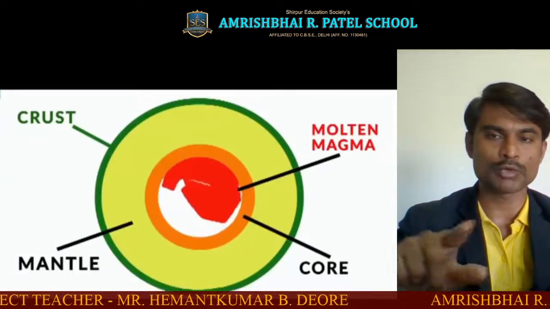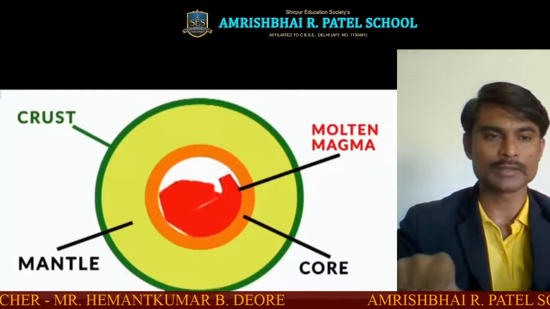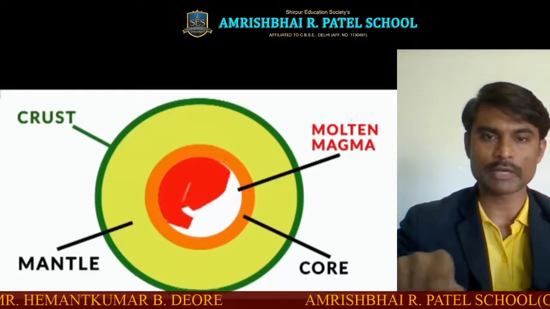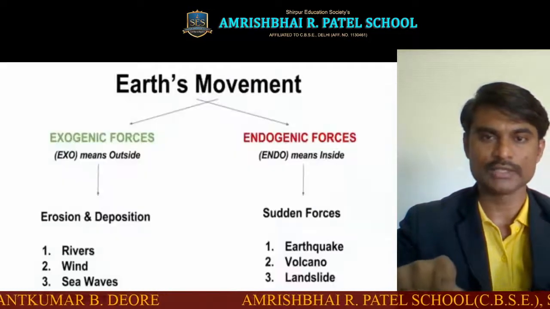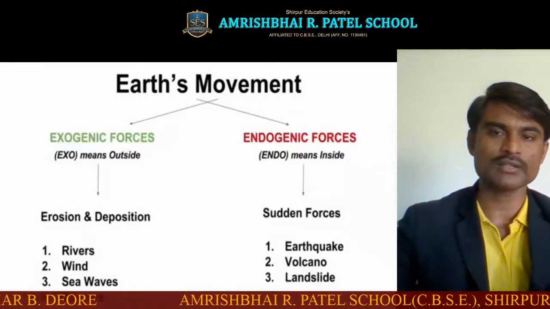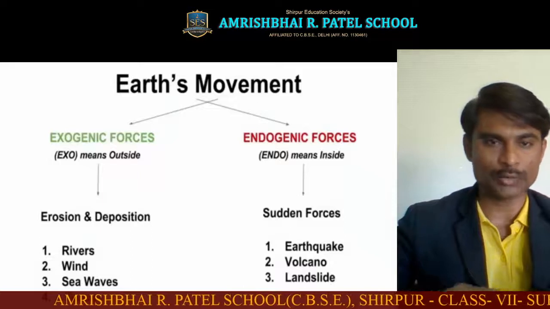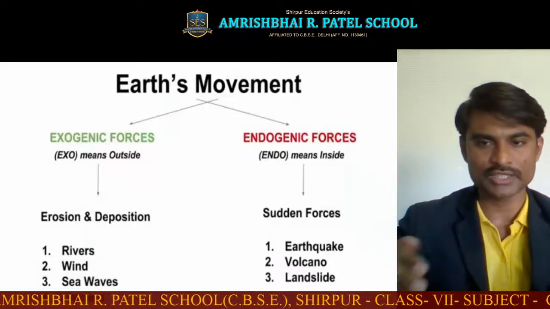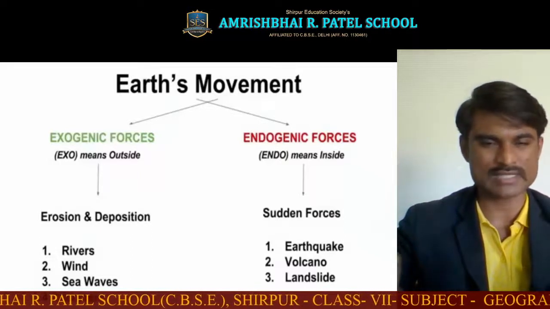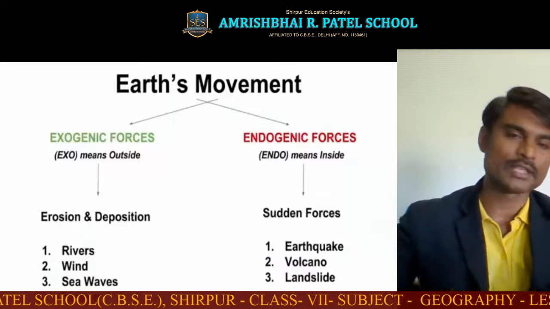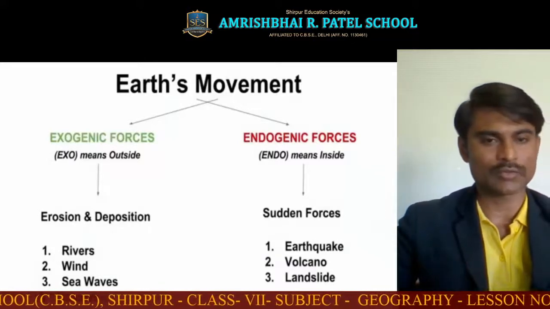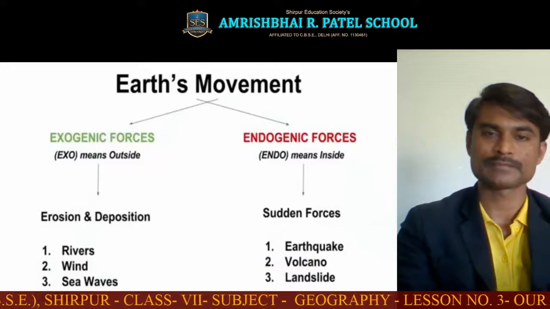This is the circular motion through which the magma rotates. Molten magma rotates in this circular motion. So these are the forces of the earth: exogenic forces and endogenic forces. Exo means outside, endo means inside. Erosion and deposition are in exogenic. Rivers, wind, and sea waves are the agents, and sudden forces are the endogenic ones: earthquake, volcano, and landslides.